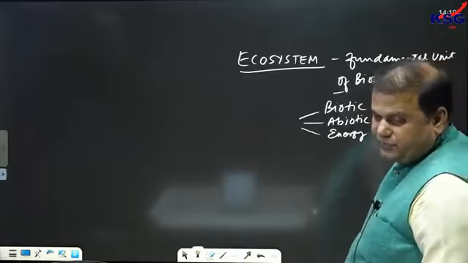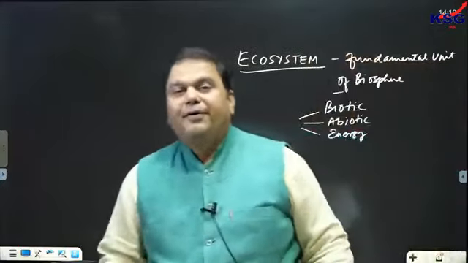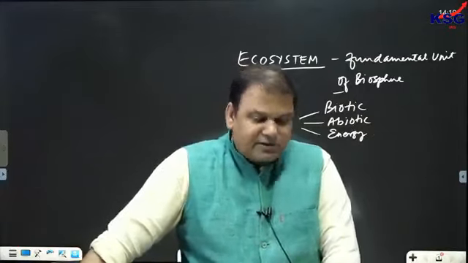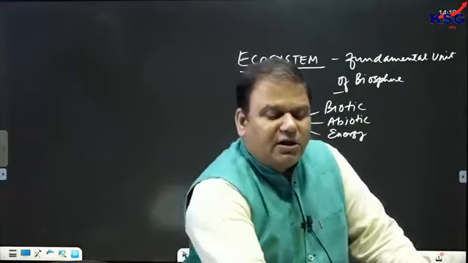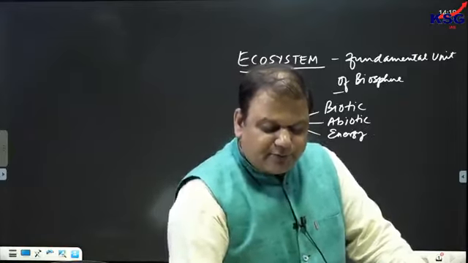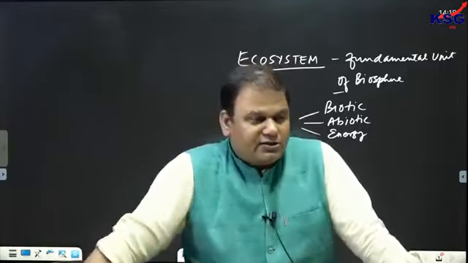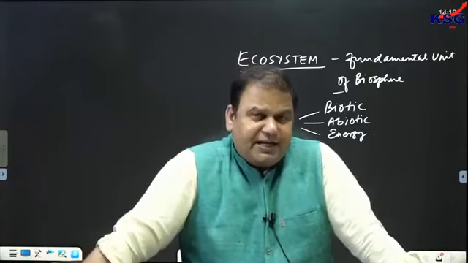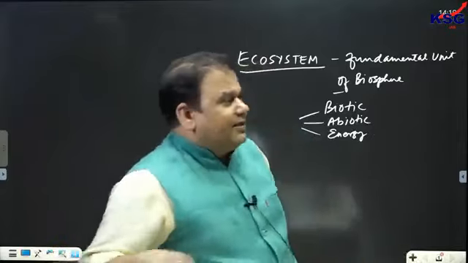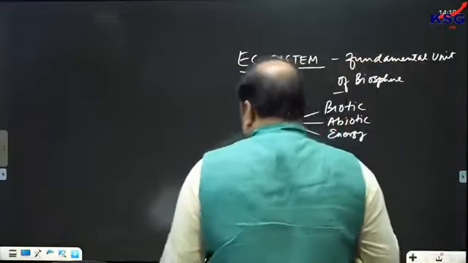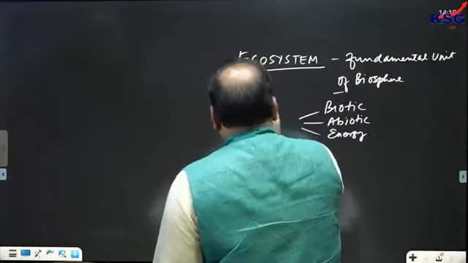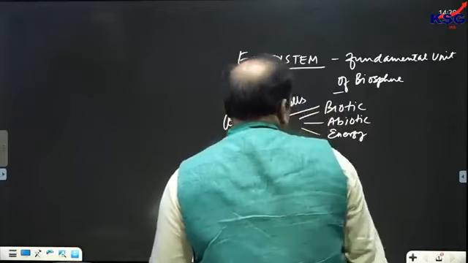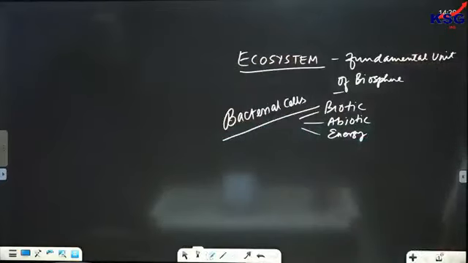Ecosystem can be large, like a terrestrial or coastal ecosystem, or it can be small, like that constituted by bacterial cells inside the human body.